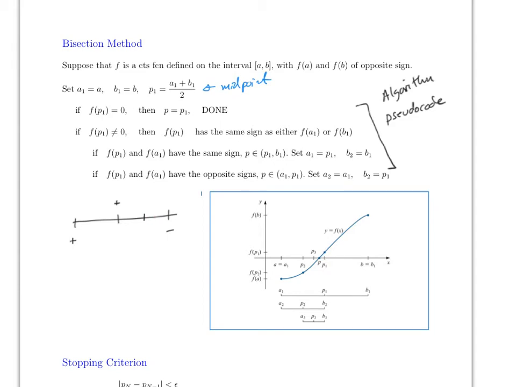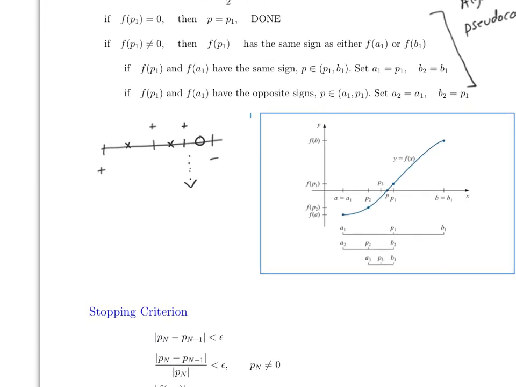You find another midpoint, and if this is still positive, well, the answer cannot be here, now it has to be here. And you just keep going until you get closer to the answer. Now, what do I mean by closer? Well, you need to have a way to stop at some point, so it's good practice to set an upper bound for the number of iterations.